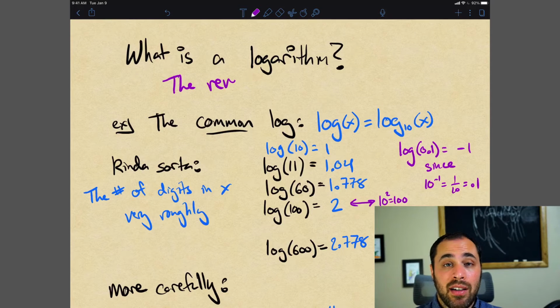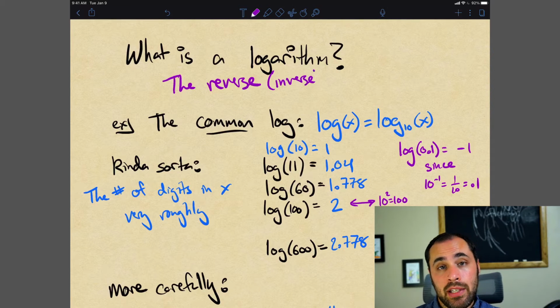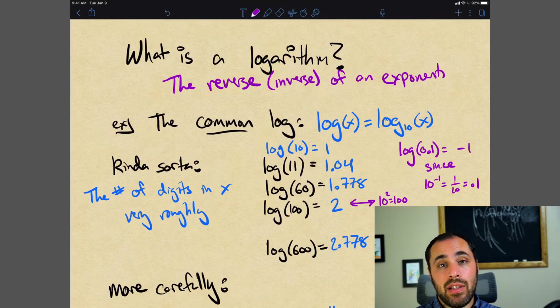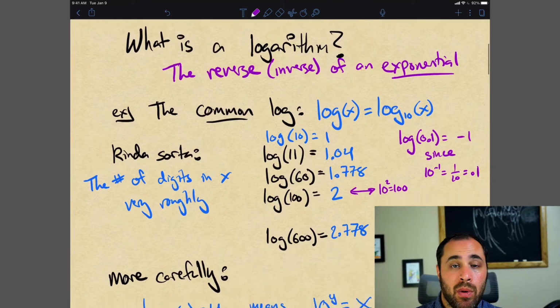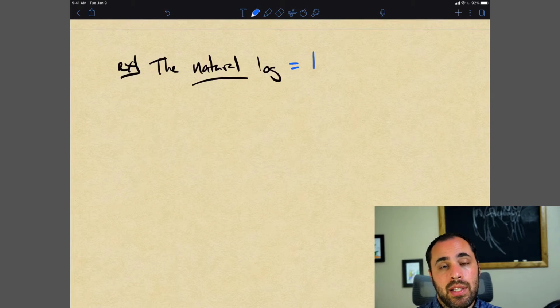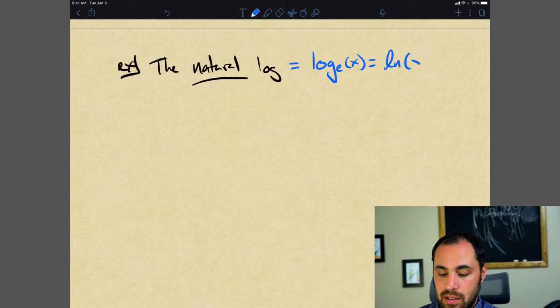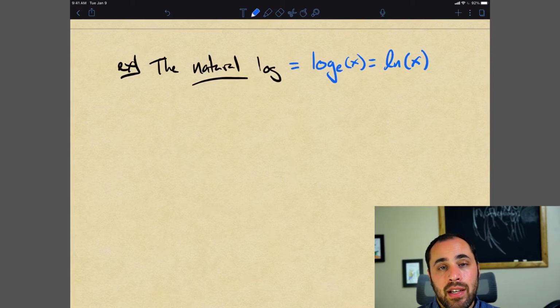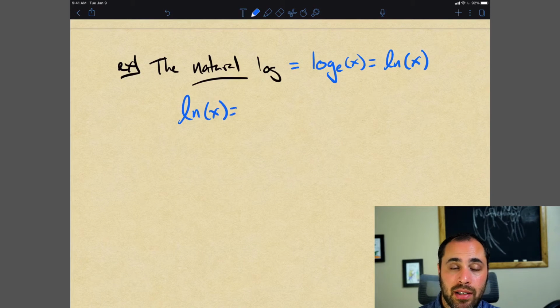So what is a log? What is a logarithm? It's the inverse function of an exponential. Just like we could have an exponential with any base, we can have a log with any base. Another important logarithm, and this is maybe the one we'll use the most in this class, is called the natural log. This is the log base e, or ln of x. And we say ln of x equals y exactly when e to the y equals x.